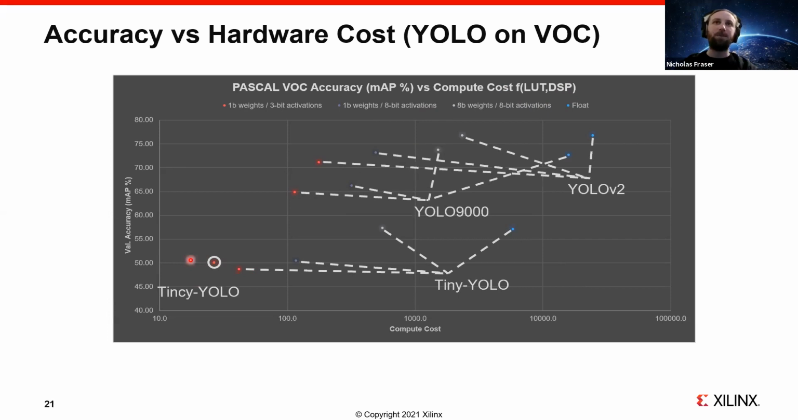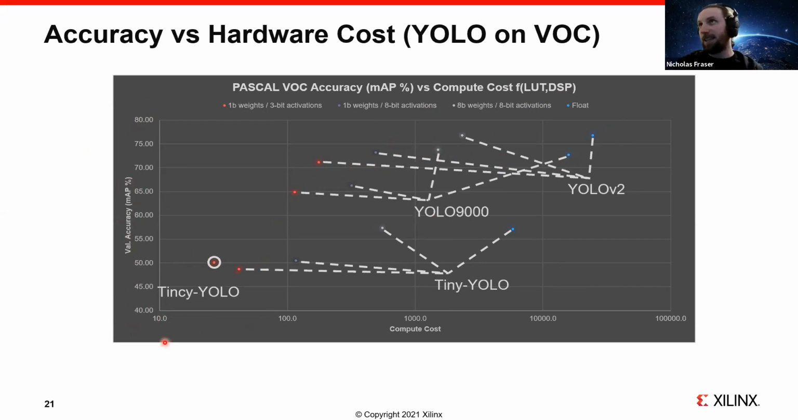Now, if you see, in general, you get what I said. As you decrease precision, you lose accuracy. And again, over here, you lose accuracy. Now, that's what I have plotted on the y-axis here. So we have validation accuracy. The metric here is mean average precision. So higher is better here.